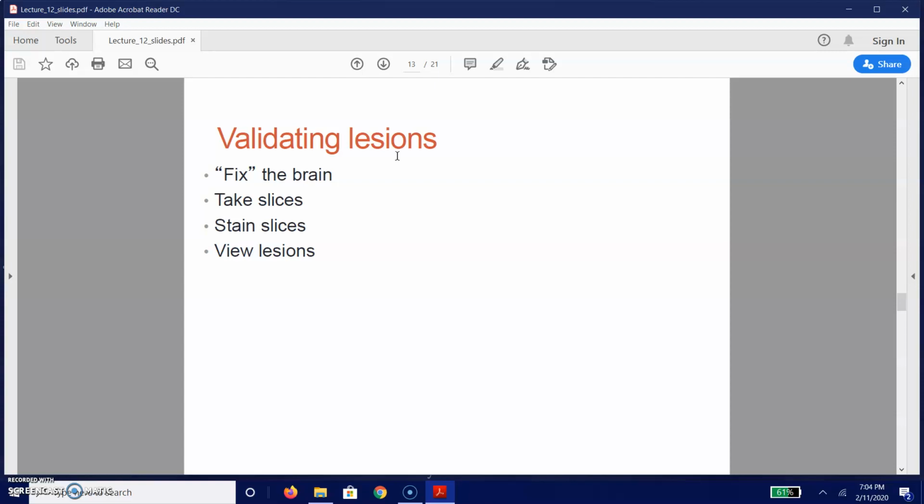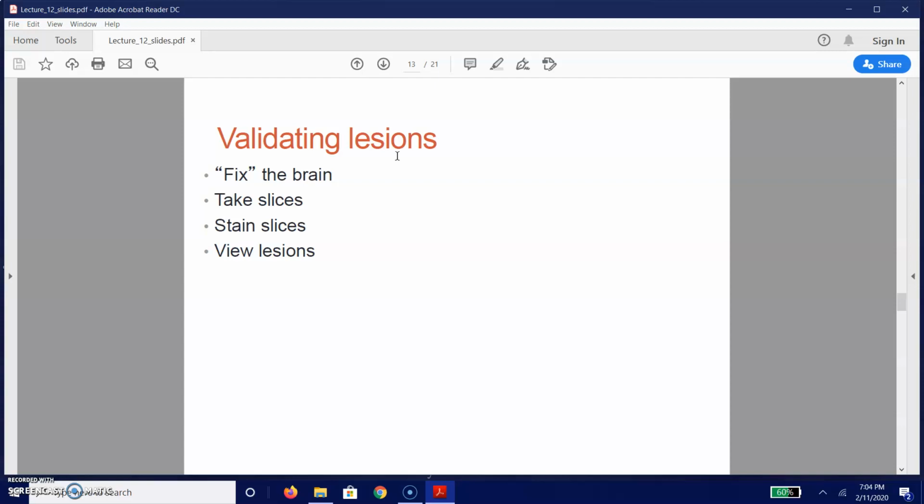You then take slices of the brain according to those stereotaxic coordinates. So you have all of these little thin slices with labels for where they're located in the brain. And at that point, you stain them. Now, sometimes you might want to stain cell bodies.